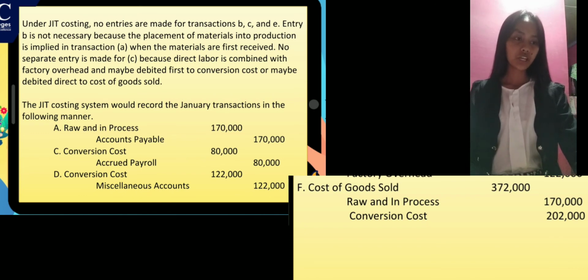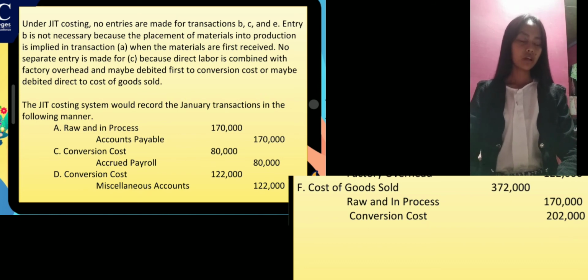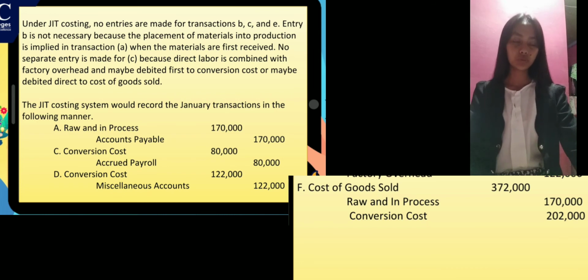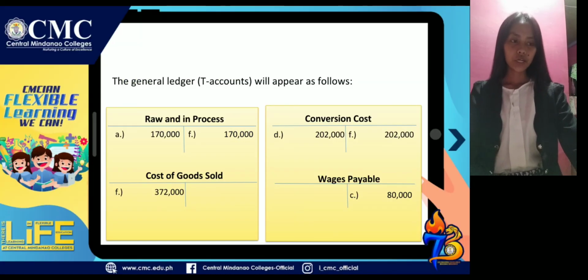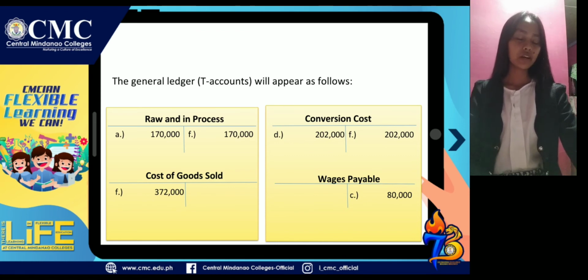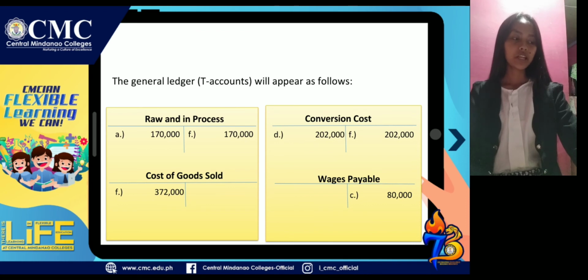And in our last transaction, we debit cost of goods sold of 372,000 and we credit raw and in process 170,000 and conversion cost of 202,000. So, the T accounts of our transactions under JIT costing will now look like this. So, we have raw and in process. We debit 170,000 from transaction A and we credit 170,000 from transaction F.